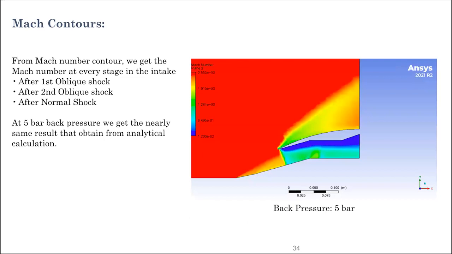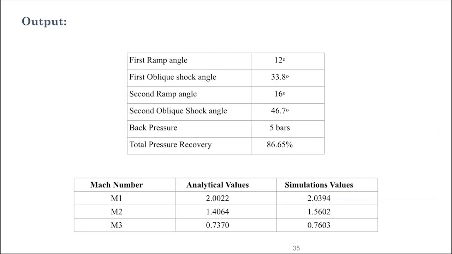We got the values under our expected range. As we got similar total pressure recovery from our MATLAB codes, we are able to get the same total pressure recovery in our computational fluid dynamics results. So this is the comparison between the analytical values and the simulation values. The Mach 1, that is the Mach number after the first oblique shock, is 2.002 in our calculations and 2.0394 in the CFD simulations. Same for Mach 2 and Mach 3. Mach 3 is after the normal shock, therefore it is subsonic.